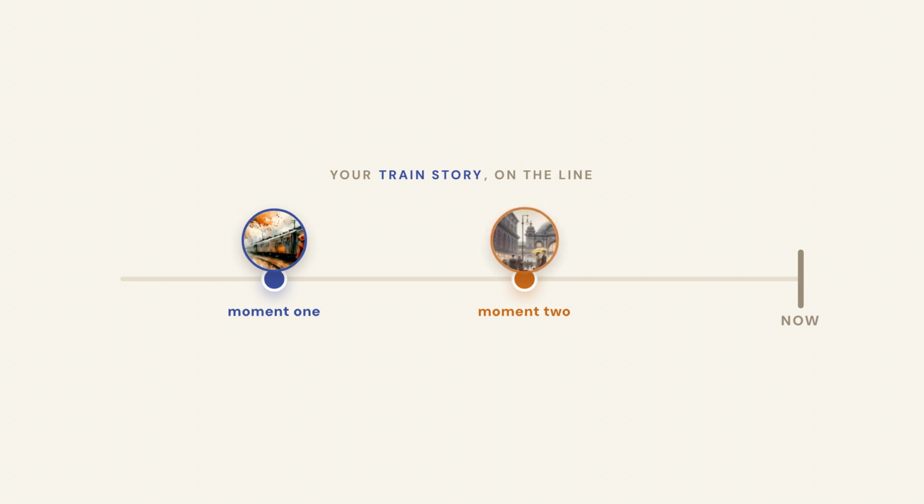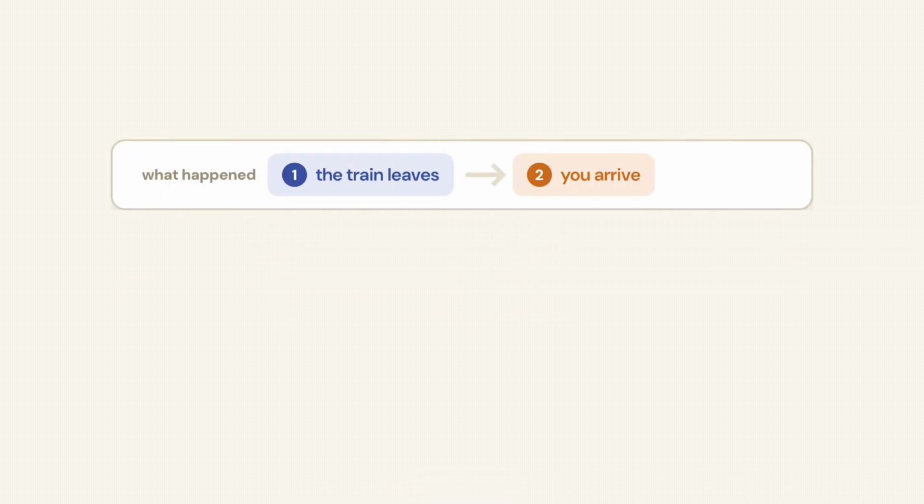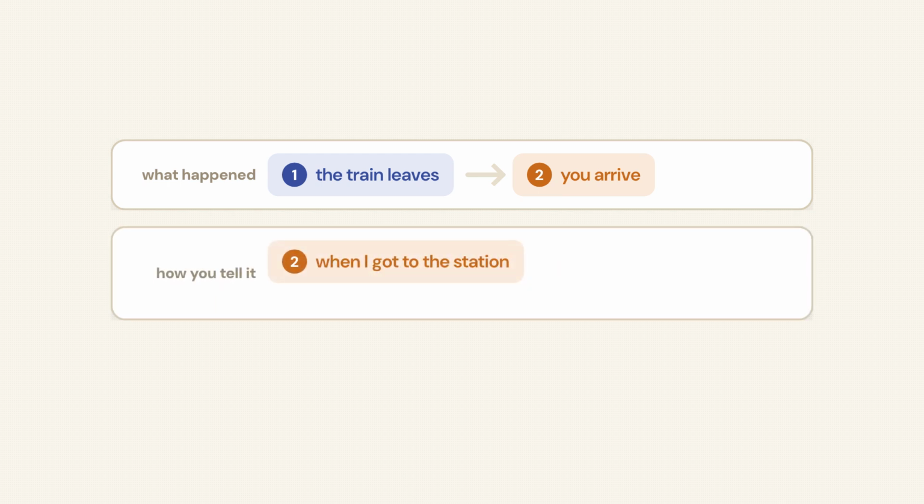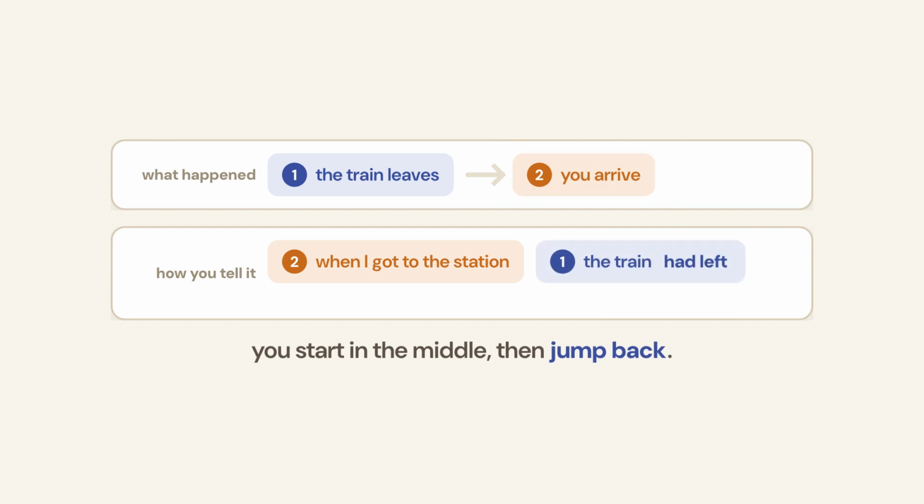Think about your train story again. Moment 1, the train leaves. Moment 2, you arrive. You want to talk about moment 2 first because that is your story, but you still need to tell me about moment 1. So you say, the train had left.